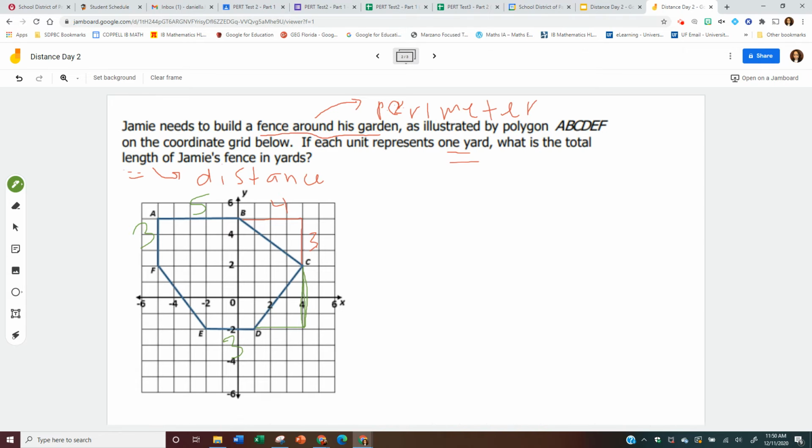C to D, it looks like I'm going 1, 2, 3. Oh, this is also 4, and this is 3. So what do you notice about this? What do you think this is telling me?